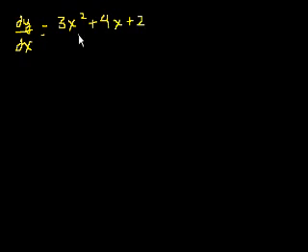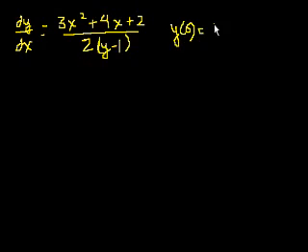So this one is the first derivative of y with respect to x is equal to 3x squared plus 4x plus 2 over 2 times y minus 1. This is a parentheses, not an absolute value. And they give us initial conditions. They say that y of 0 is equal to negative 1. So once we solve this differential equation, and this is a separable differential equation, then we can use this initial condition, when x is 0, y is negative 1, to figure out the constant.